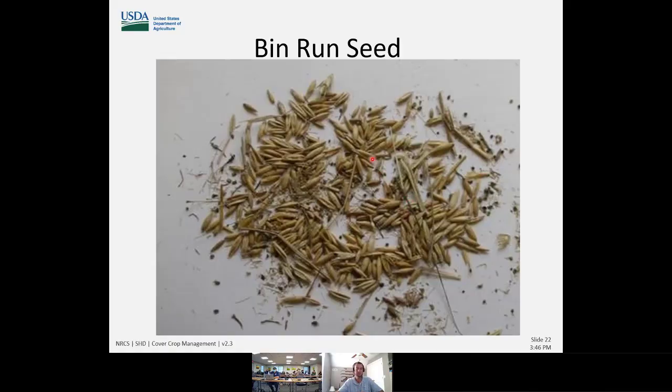So at a minimum, as a planner, the conversation I would have with that producer is one, this seed needs to be cleaned in some shape, form, or fashion. Either you clean it on farm with some type of rotary screen, or if you have a seed cleaner, great. Or get this seed sent off to a commercial seed cleaner to where they can utilize and get a very clean sample.